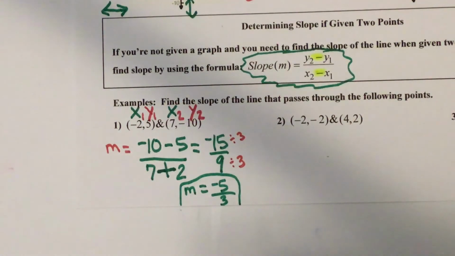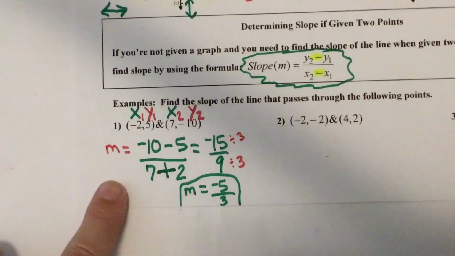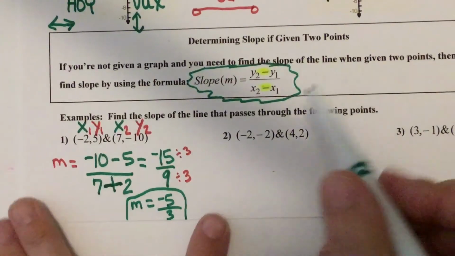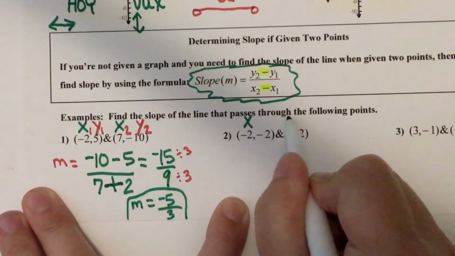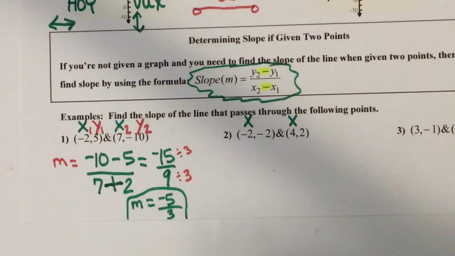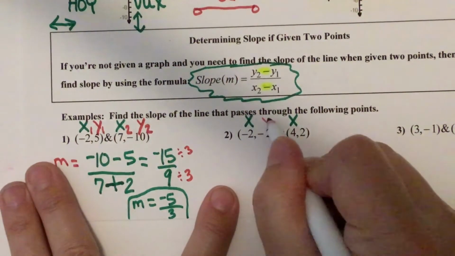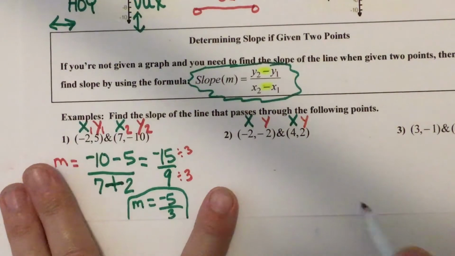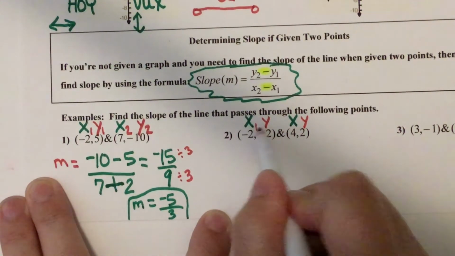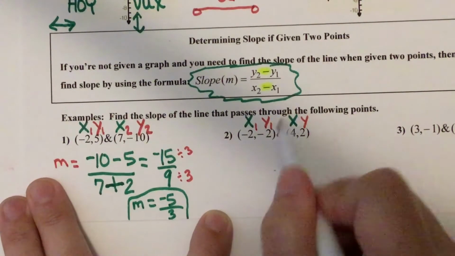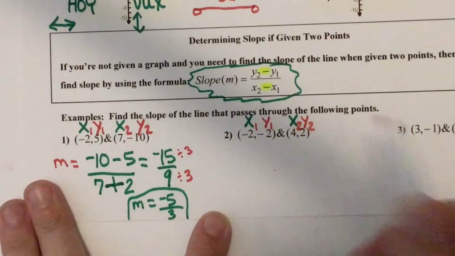Pretty easy formula, as long as you remember what's your x1 and what's your x2, etc. All right, so let's label again. Remember, the first numbers are your x's, and the second numbers are your y's. And this first point is x1, y1, and the second point is x2, y2.